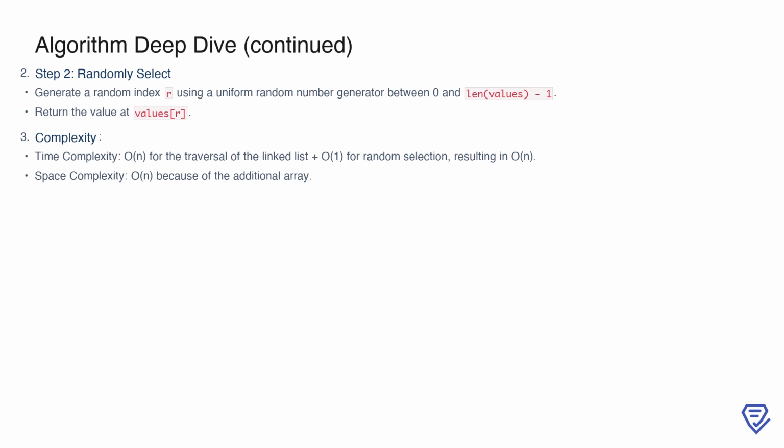While this approach guarantees uniform probability, it has notable computational costs. The time complexity is O(n) for traversing the linked list and populating the array, with an additional O(1) for the random selection, making it O(n) overall. However, the space complexity is also O(n), as we allocate extra memory for the array. This additional space can be inefficient, especially for large linked lists, which is why we explore a more optimized approach next.